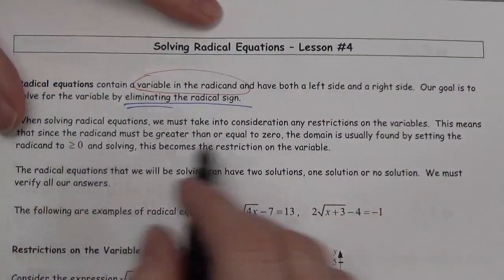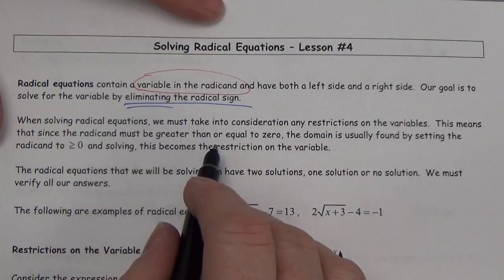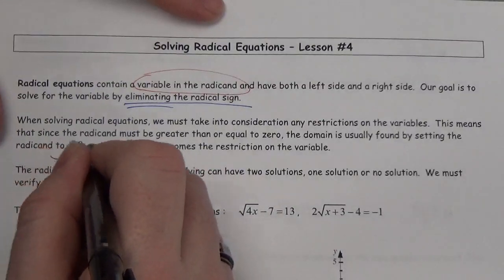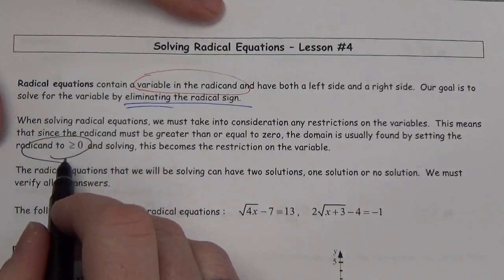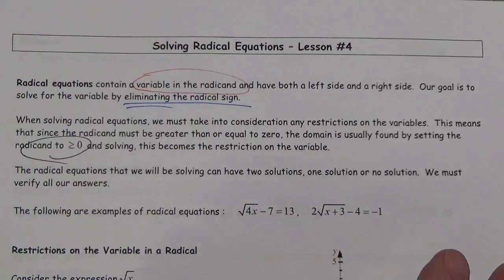Okay, so the restrictions work like this. Since the radicand must be greater than or equal to 0, the domain is usually found by setting the radicand greater than or equal to 0, and then solving for the variable. And we're going to do a few examples of this just so that you can see how this works here.